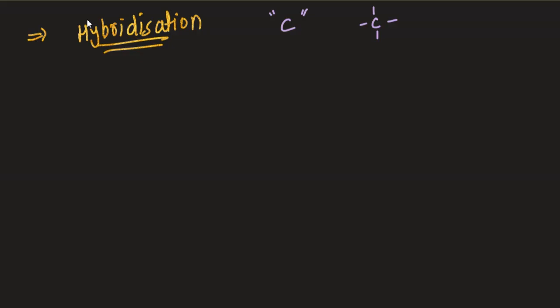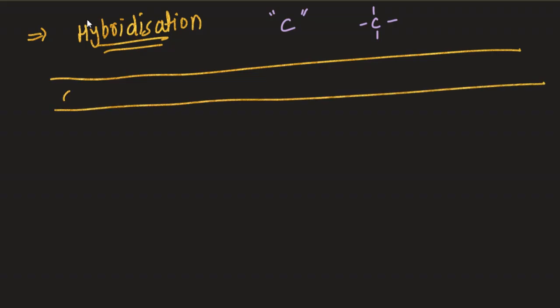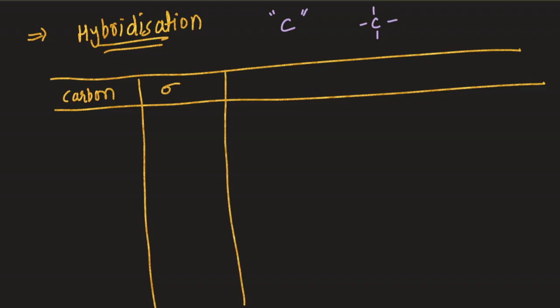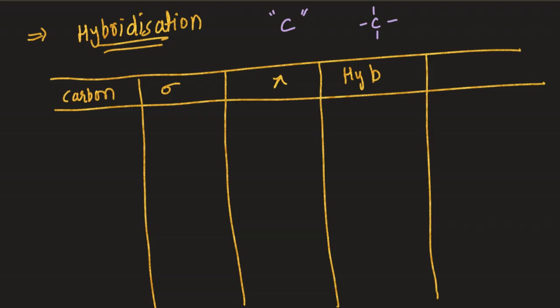Okay, so coming to the hybridization, let us check whether the carbon has a double bond, triple bond, both side double bonds or single bonds. First of all, let me draw a table here so that you will get clarity. Here I am going to write carbon, whatever carbon you are choosing. Next, you have to check how many sigma bonds are there in that carbon. Next, you have to check how many pi bonds are there in that carbon. Next step, you can take the hybridization.